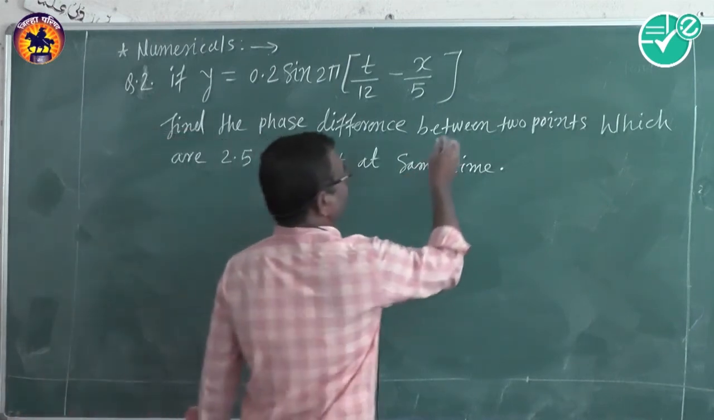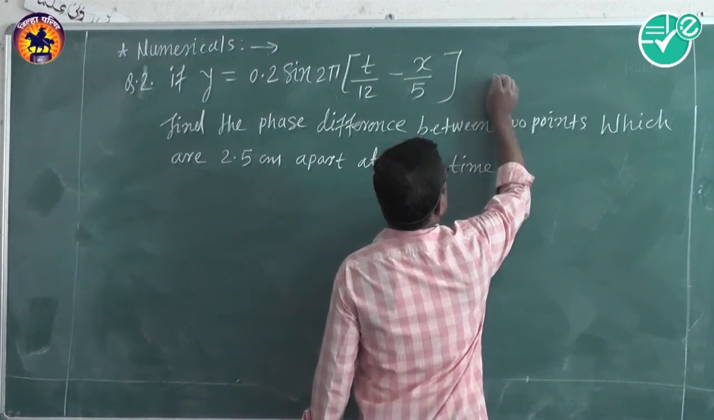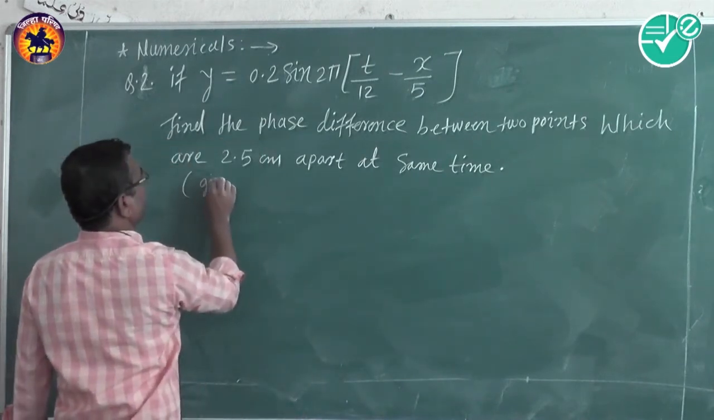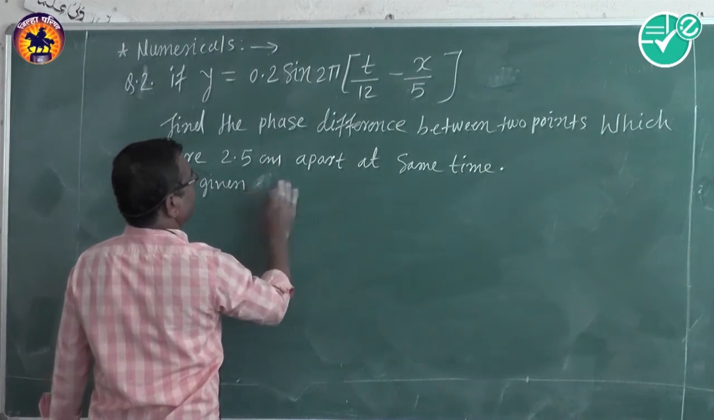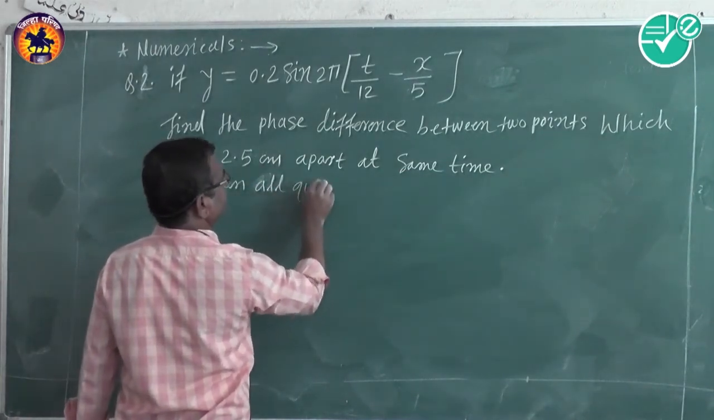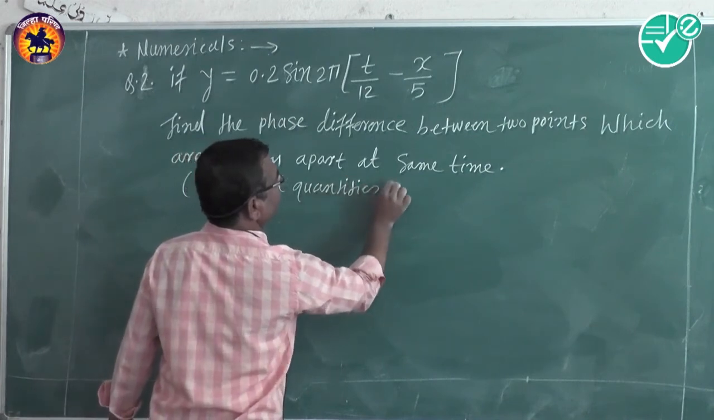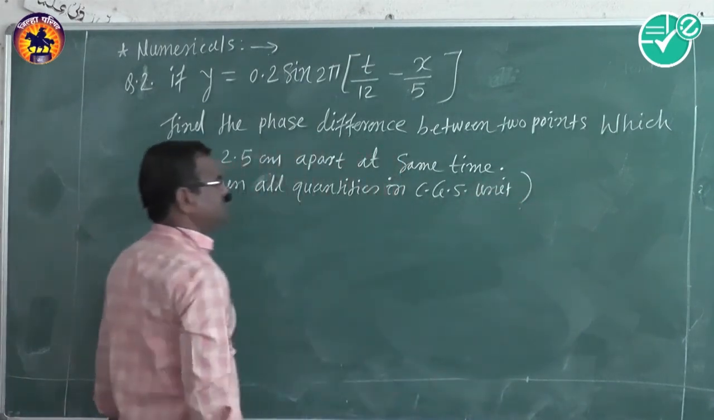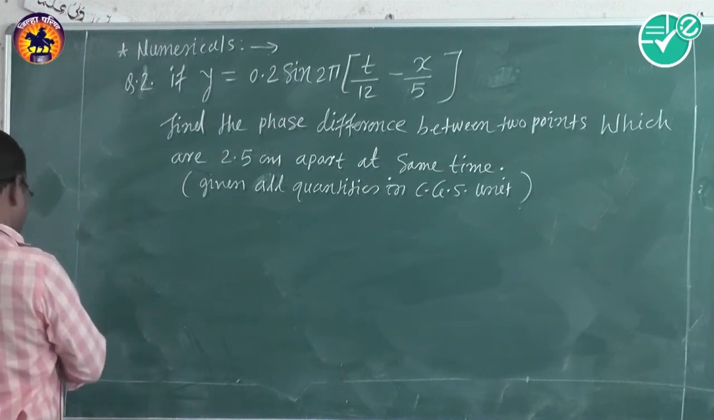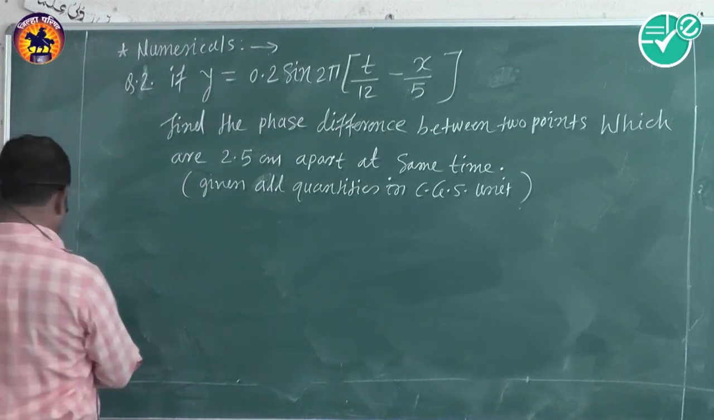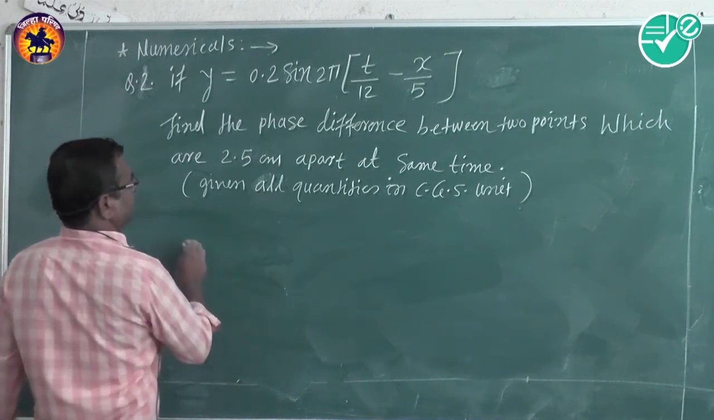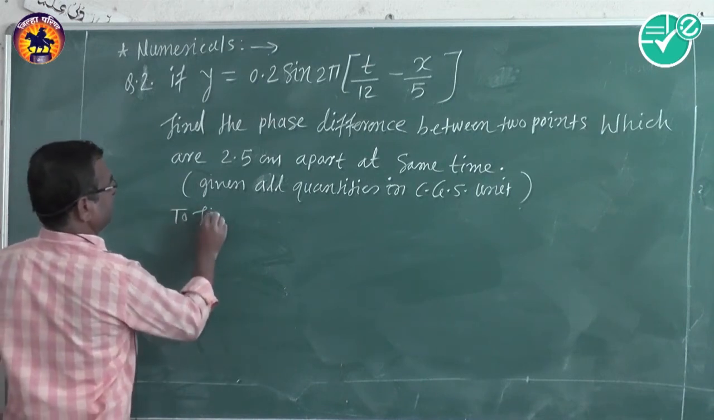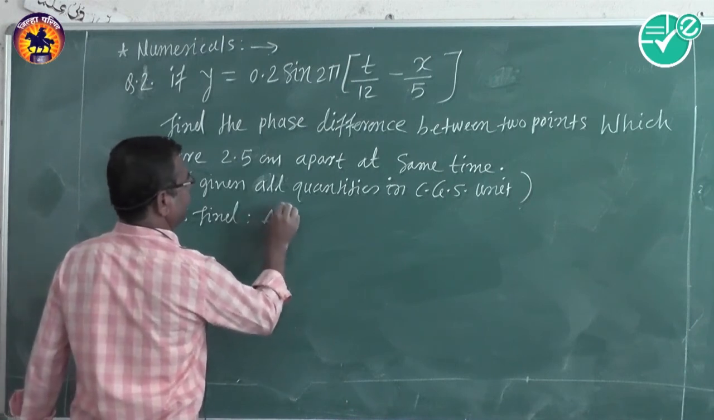All quantities are given in CGS unit. We are finding the phase difference, delta phi is equal to what? To find delta phi is equal to what?